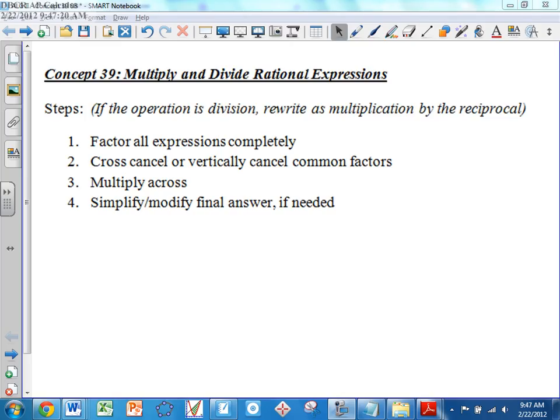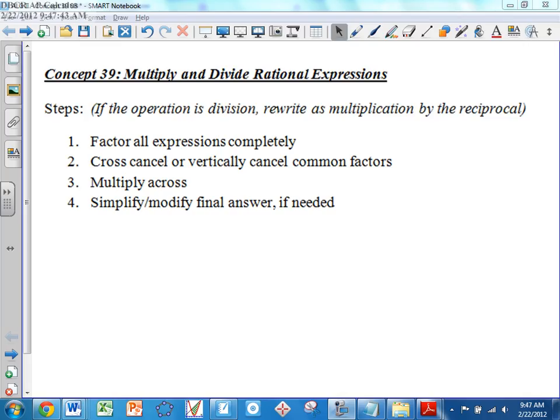So again, whenever we're going to do this, we're going to think at the end, what is our choice here though? What could our choice be for this problem? And how can we make our answer look different if need be? So again, it's the same as yesterday really. You're factoring, you're canceling, but now you can cross cancel and vertically cancel. And I'll show that. You're going to multiply what's left across and then simplify or modify.